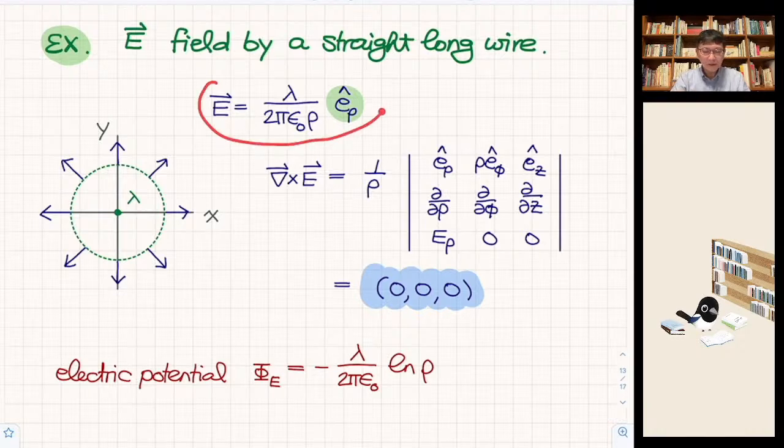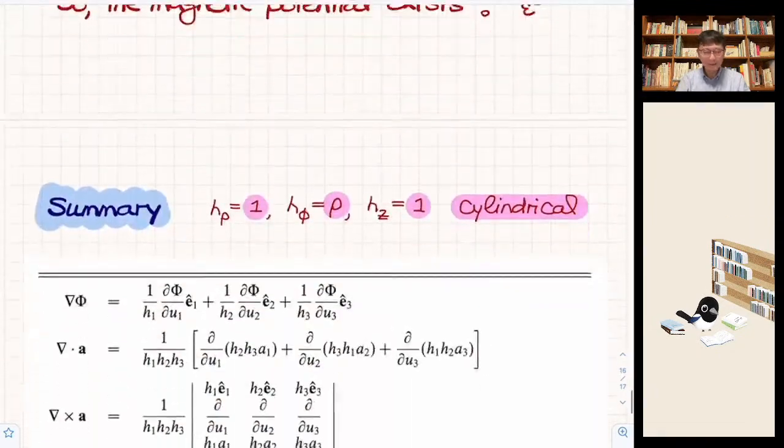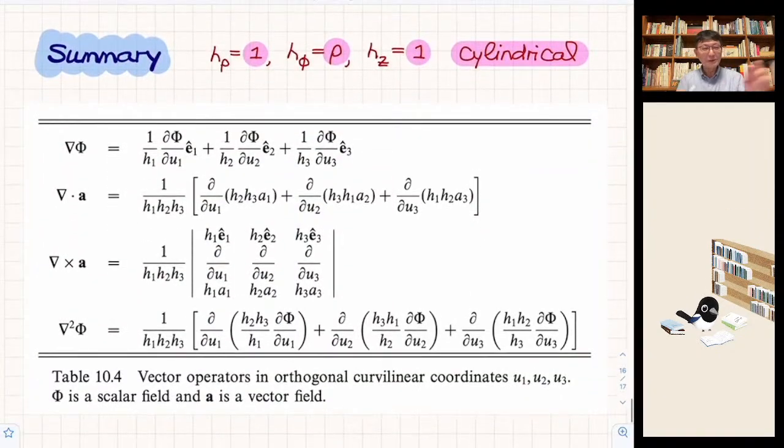So we have this electric field, and I do hope that you have caught up, because I told you how to calculate curl in general curvilinear coordinates. If you forget, let me give you a 5-minute review. These are the previous slides that I showed in the classroom. That's the summary, right? So here, this is the gradient, this is the divergence, this is the curl, this is the Laplacian.